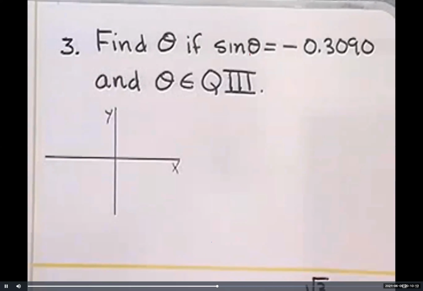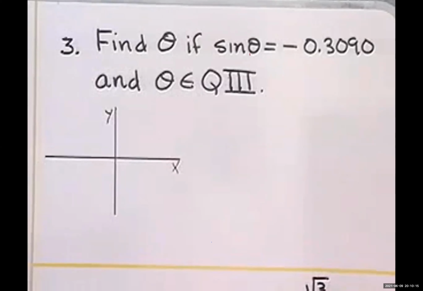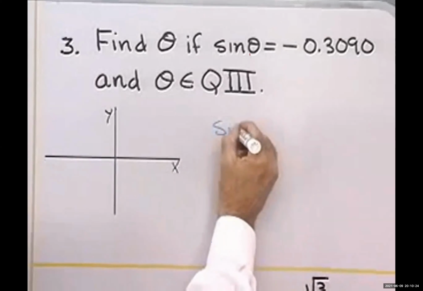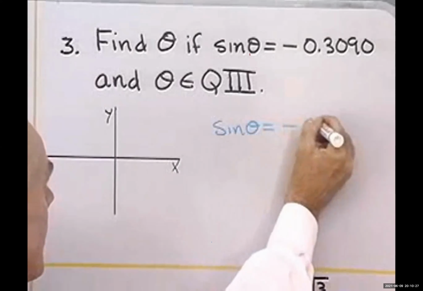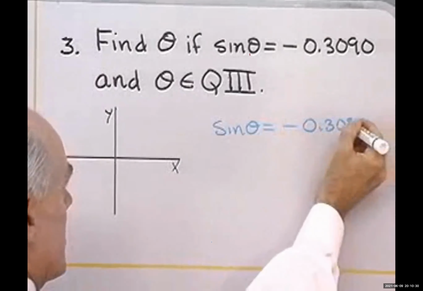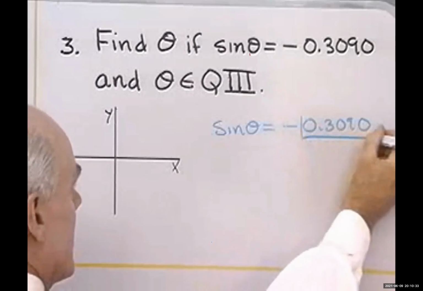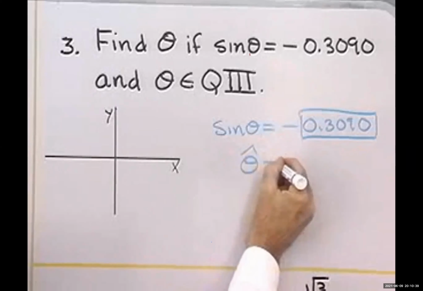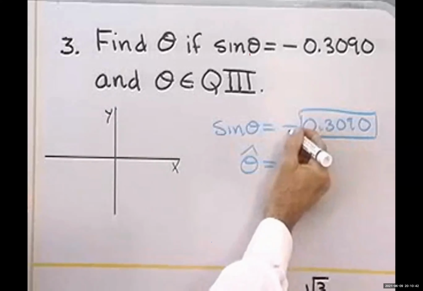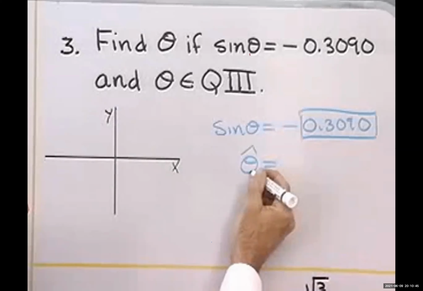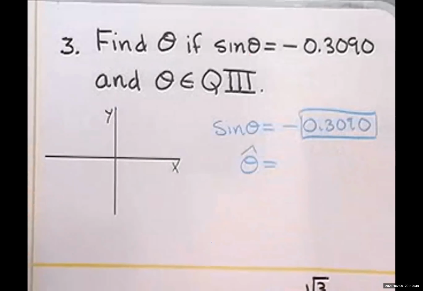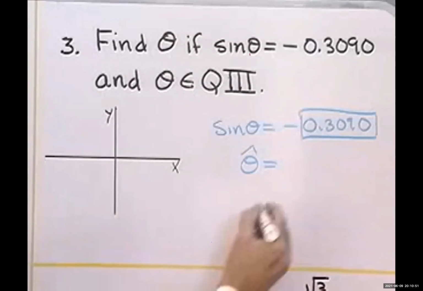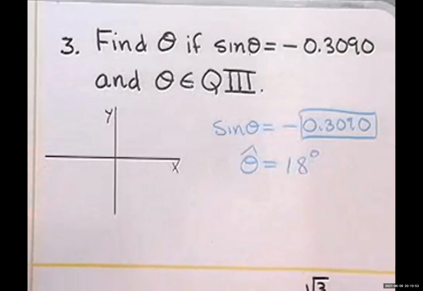My next problem. Find theta if sine theta is negative 0.3090 and theta terminates in quadrant number 3. So I'm going to work on a calculator here. I'm going to say, okay, sine theta is equal to negative 0.3090. Now I'm going to enter just this on my calculator, press my inverse sine button, and I'll end up with my reference angle. So if I just put the numerical part in without regard to the sign and press my inverse sine button for 0.3090, I'll end up with my reference angle, which in this case comes out to be 18 degrees. So that's what my calculator gives me.